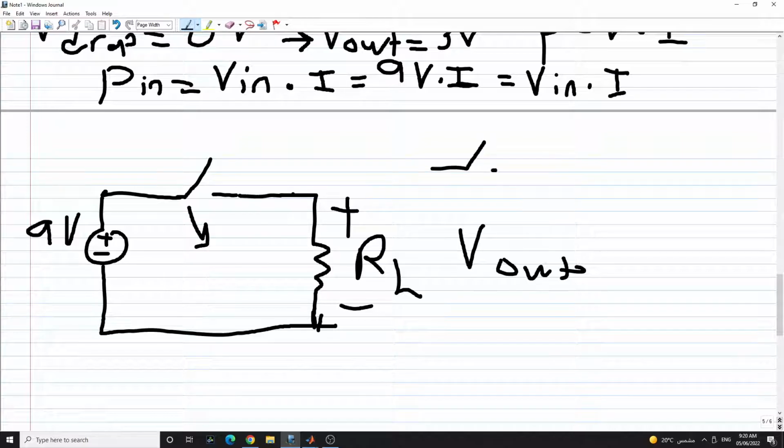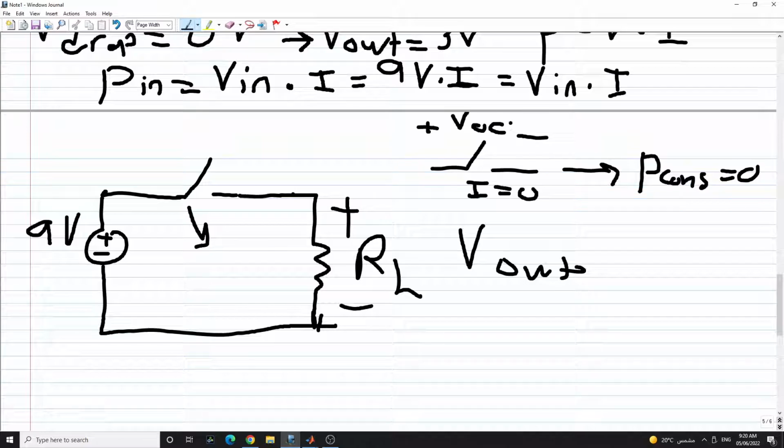So the properties of an ideal switch are the following. When it's open, it has a voltage drop on it that equals V open circuit. However, it has zero current. And this means that the power consumed on the switch is zero, because you have voltage multiplied by zero current, that means zero power.